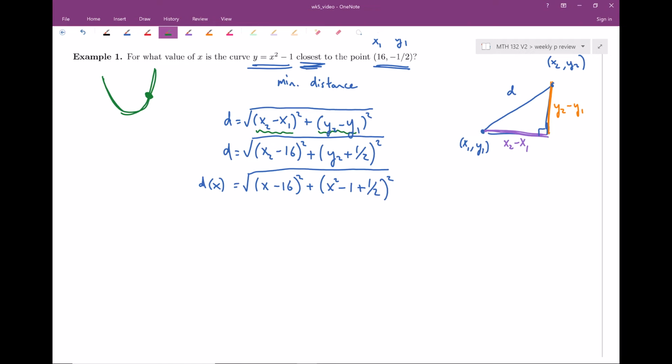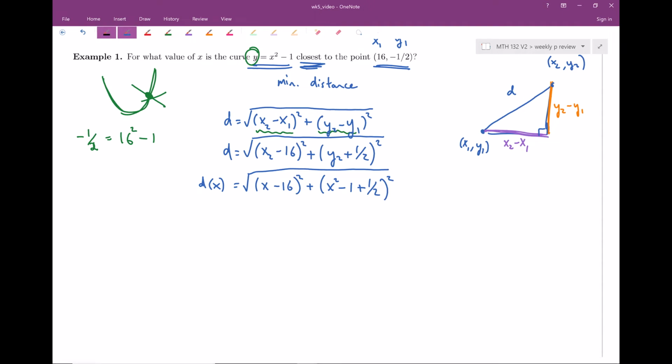So let's go ahead and see, does this point lie on this curve? The way that we do that is we plug it in and see if it satisfies this equation. So I'm going to do negative 1/2, that's our y value, is equal to x squared minus 1, so 16 squared minus 1. There's our x and our y value. We plug that in and see that 16 squared is 256, and 256 minus 1 is 255. Does that equal negative 1/2? Absolutely not. So the distance is always going to be positive.